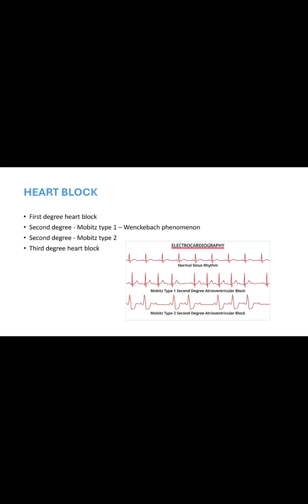So let's get started from where we had left in the last session. This is about heart block. As you know, you have first degree heart block, second degree heart block, and third degree heart block. First degree heart block means it is simply PR prolongation. PR interval is usually less than 200 milliseconds. If it's more than 200 milliseconds, it is called first degree heart block.